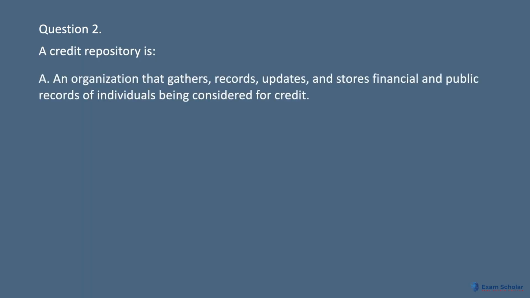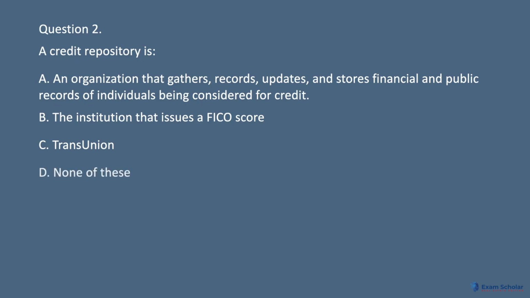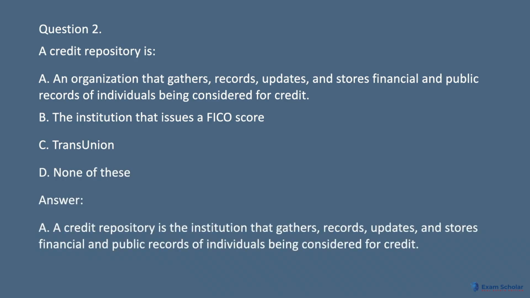Question 2. A credit repository is A. An organization that gathers, records, updates, and stores financial and public records of individuals being considered for credit. B. The institution that issues a FICO score. C. TransUnion. D. None of these. Answer. A credit repository is the institution that gathers, records, updates, and stores financial and public records of individuals being considered for credit.